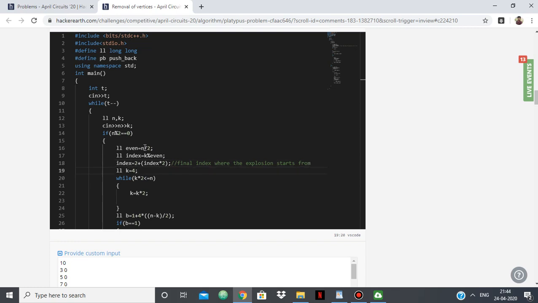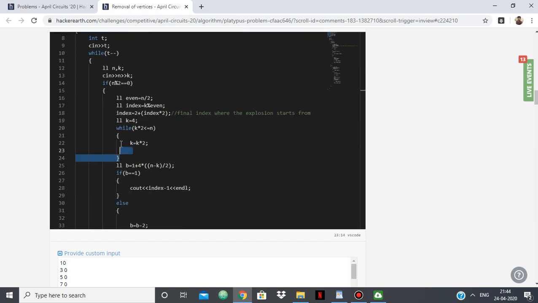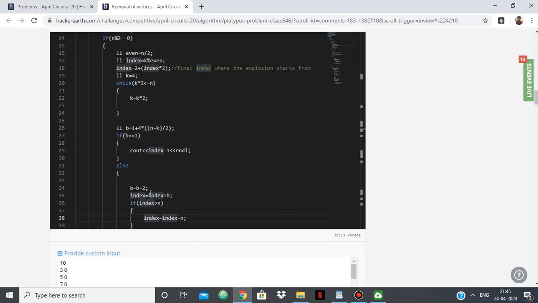Okay, now k is equal to 4, and if k into 2 is less than n, then k is equal to k into 2. This I'm doing to find the largest power of 2 before it. So k will be the power of 2 before it. So b is equal to 1 plus 4 into n minus the power of 2 before it, by 2. And b is equal to b minus 2, and index is equal to index plus b gives me the answer.